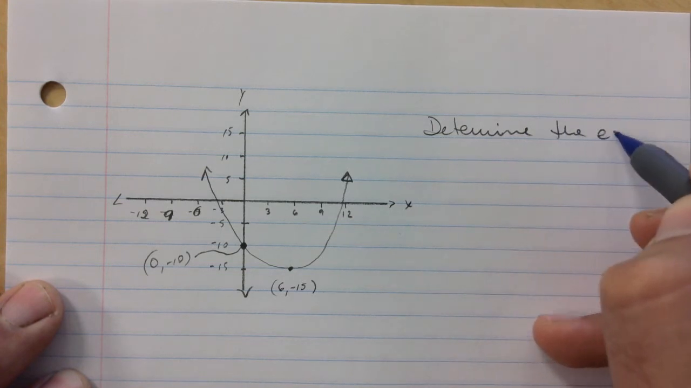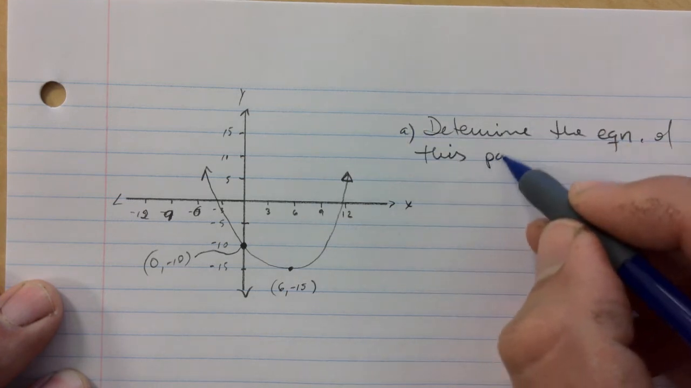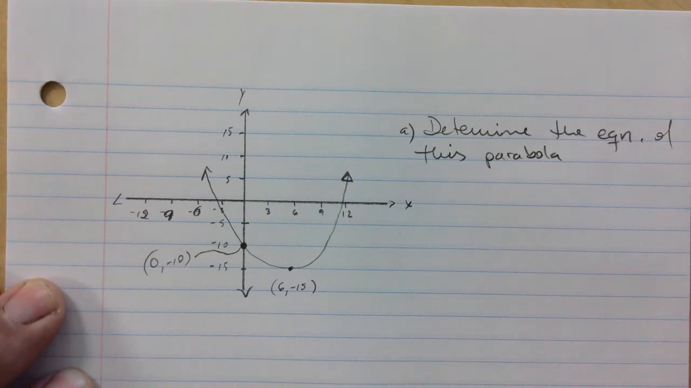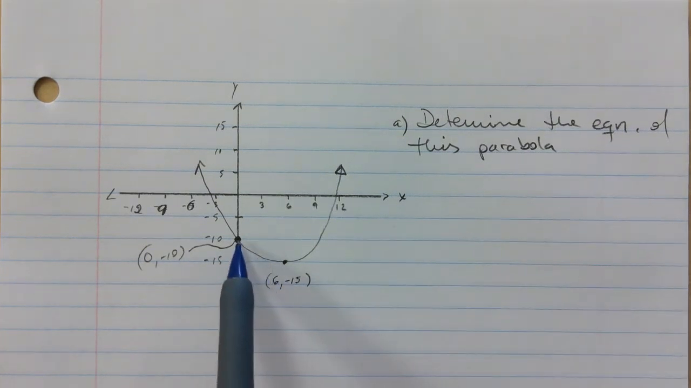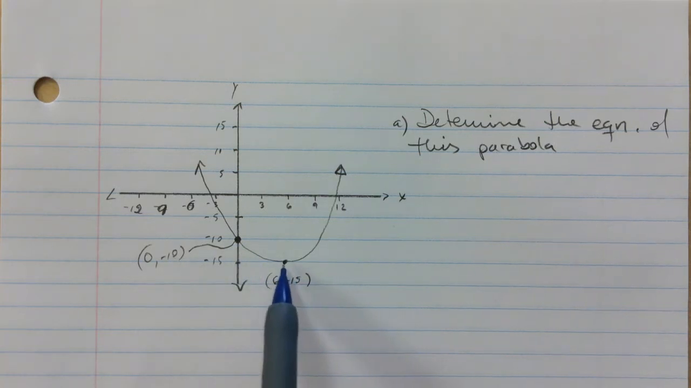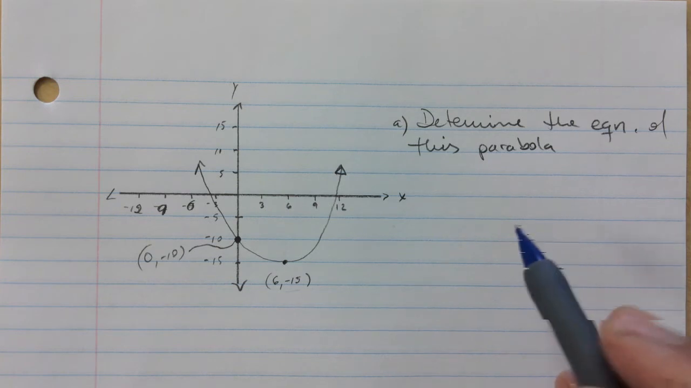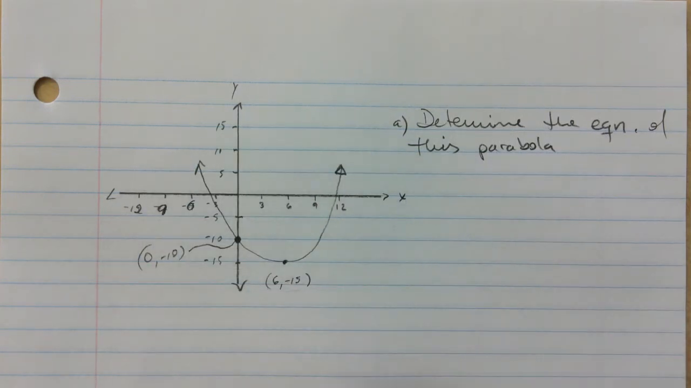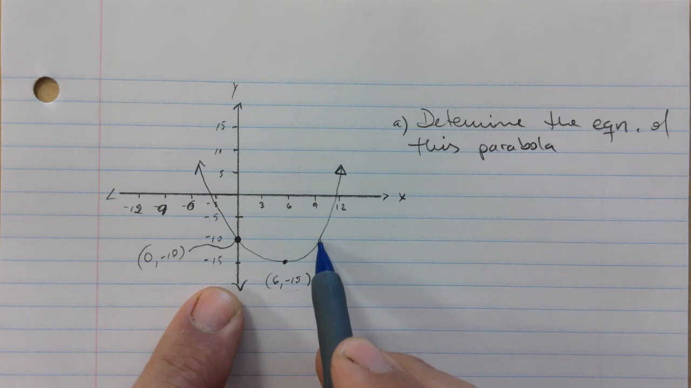Determine the equation of this parabola. So the only 2 points that I'm giving you, that you're certain of, are this one here and this one here, the vertex. So what I need you to do here is don't guess what this point is. You have to use what I was just showing you.